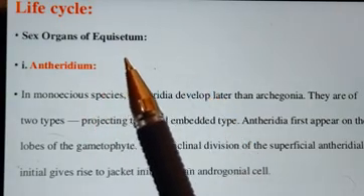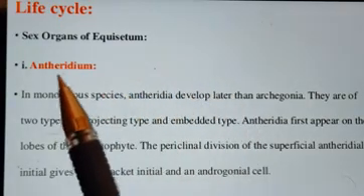The sex organs of the equisetum. The first is the antheridium.